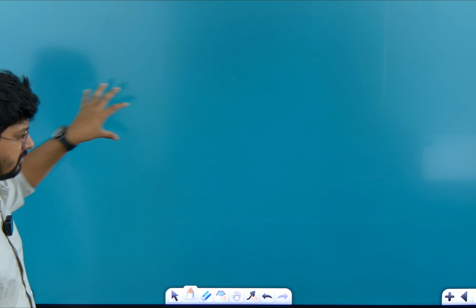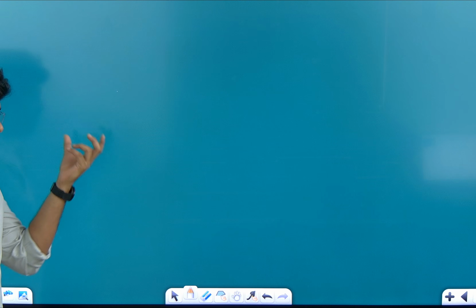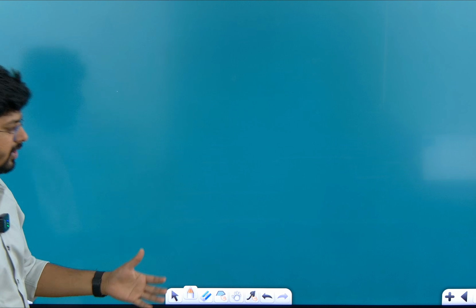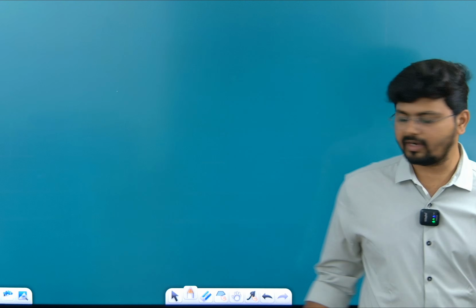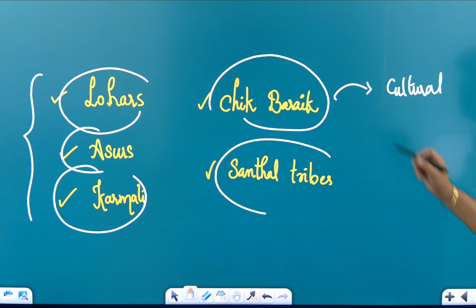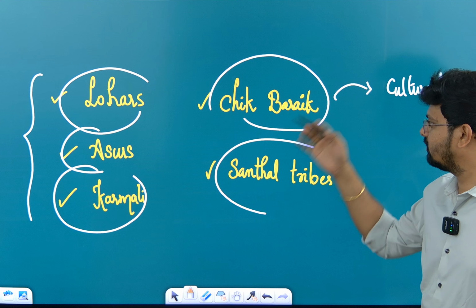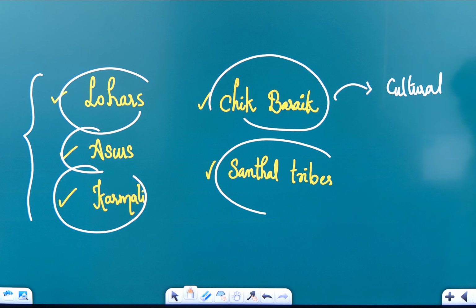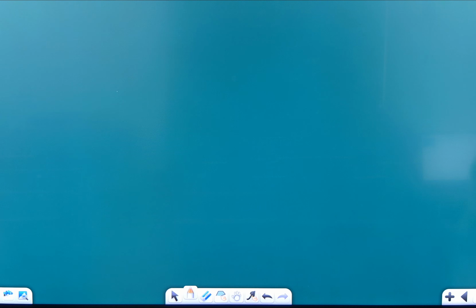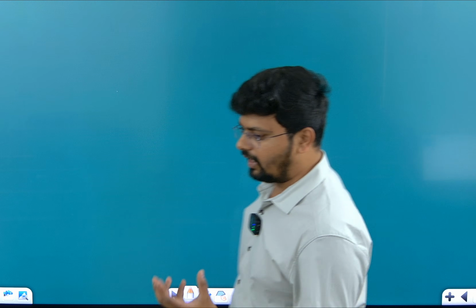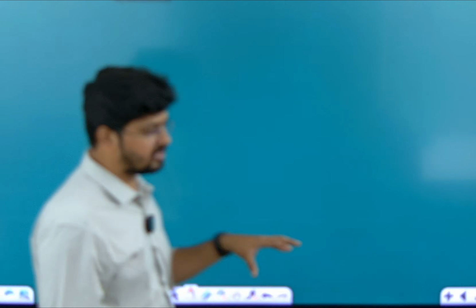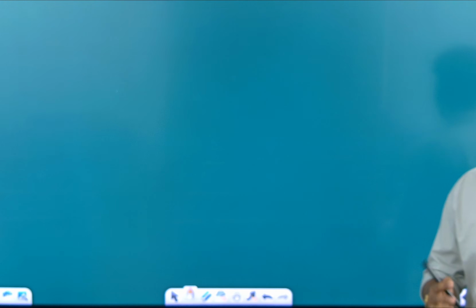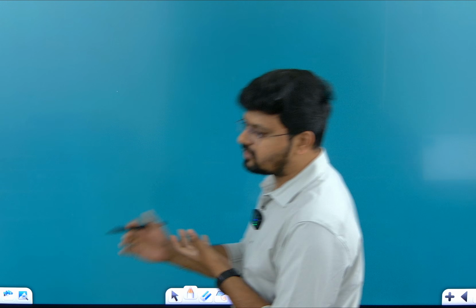You introduce with the statement that they form the major component of the state's indigenous population, and after that you'll write about it. Lohars, Asurs, Karmalis, and then Chikbarek, Santal tribes. You'll write that so and so artifacts they would be preparing or handicrafts they would be doing, and at the same time the bamboo crafts and artisanal skills, whatever expertise they have. This you will mention in the starting part of the body.